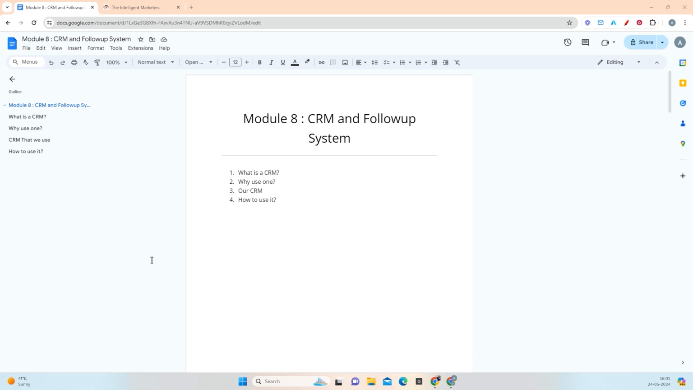Specifically, we'll be talking about what a CRM is, why we should use one, which CRM we use, and how exactly to use it. And in between, we are also going to talk about what exactly a follow-up system is. I've included this as part of the pointers we are going to cover in the CRM. So without wasting any time, let's dive deep into it.